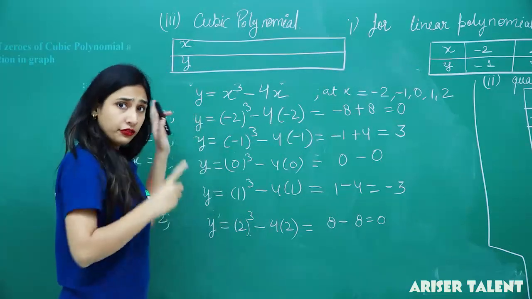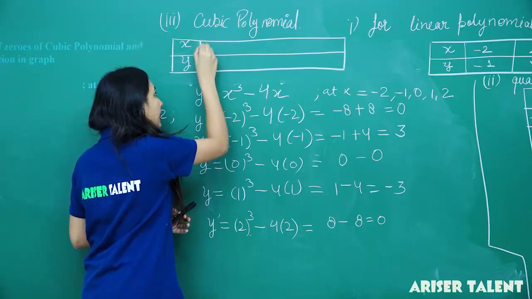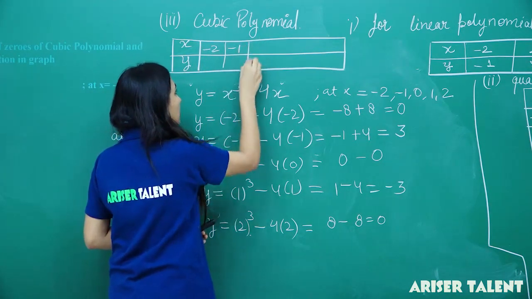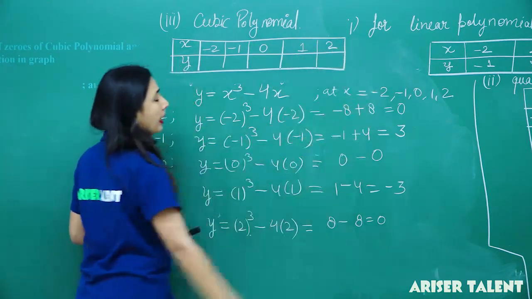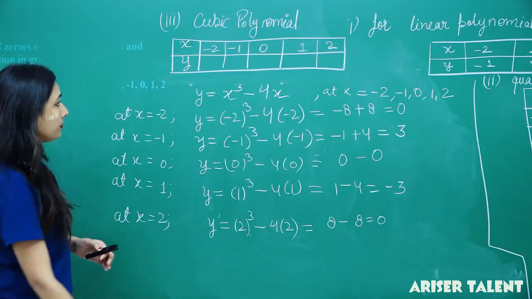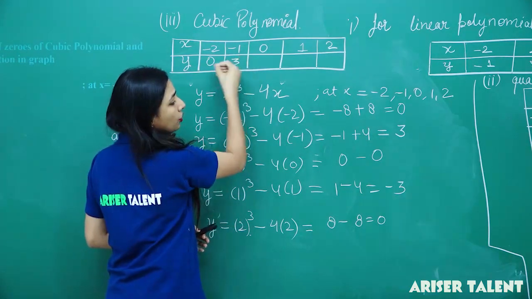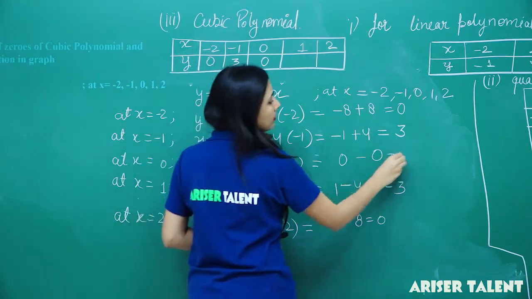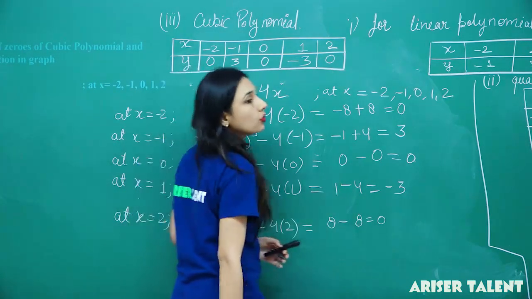You don't draw it freehand. Use your scale and pen and then write. Okay. Minus 2, minus 1, 0, 1 and 2. And we're getting the values 0, 3, 0, minus 3 and 0. Note it.